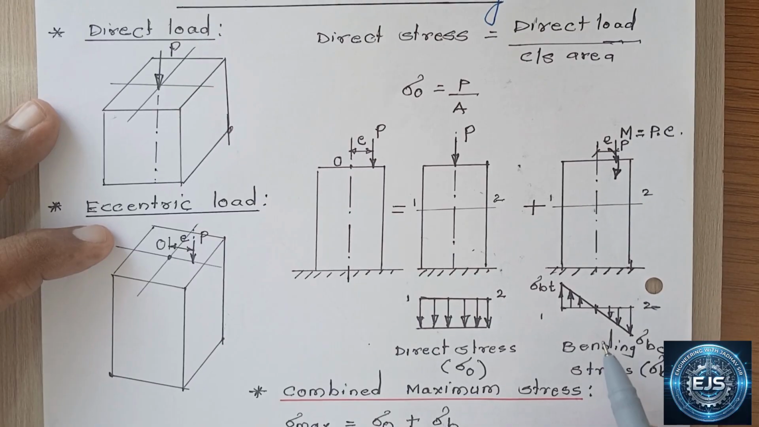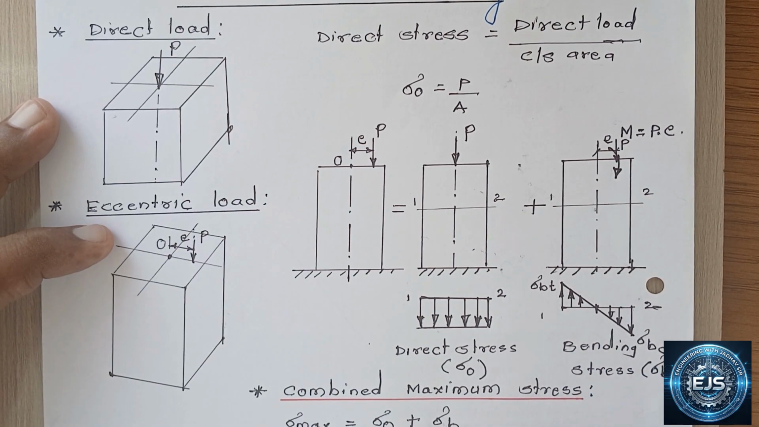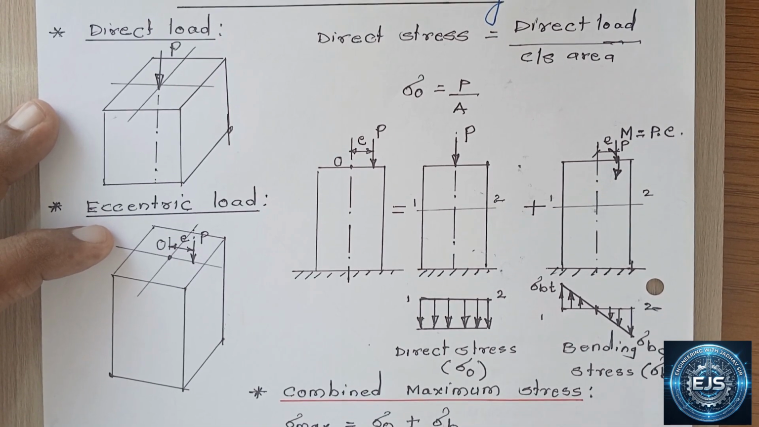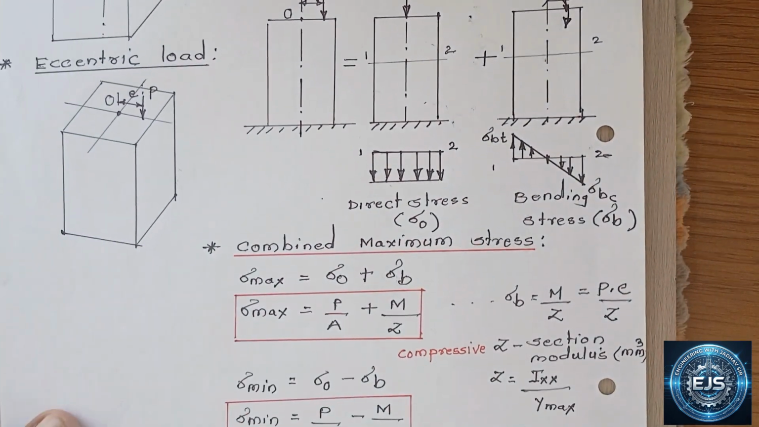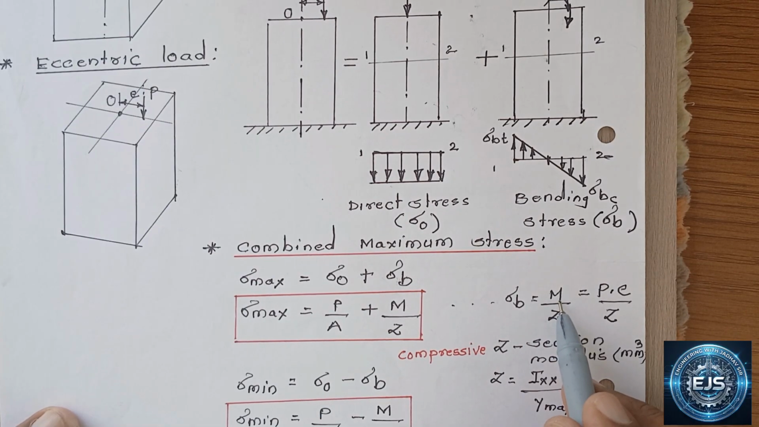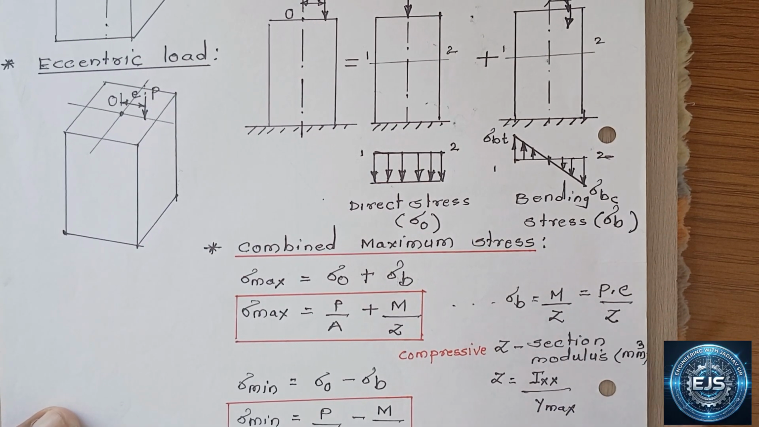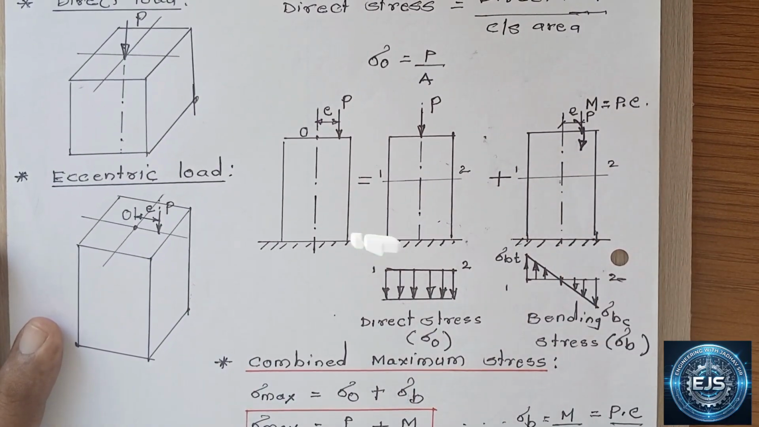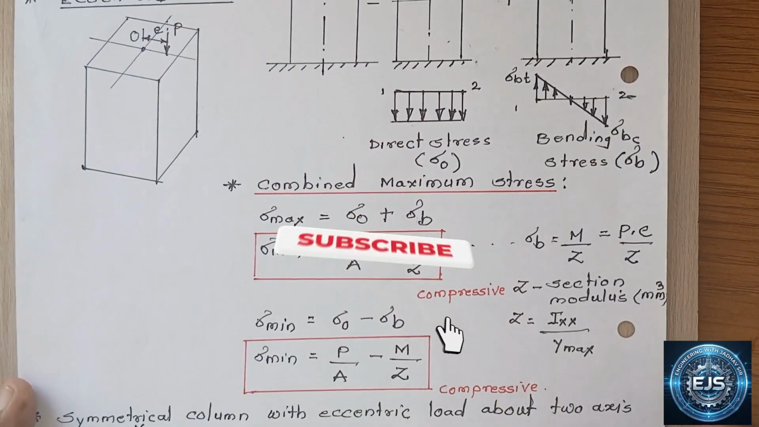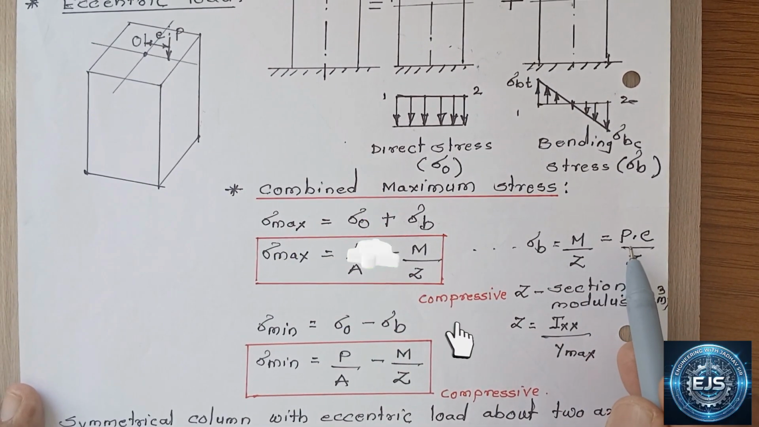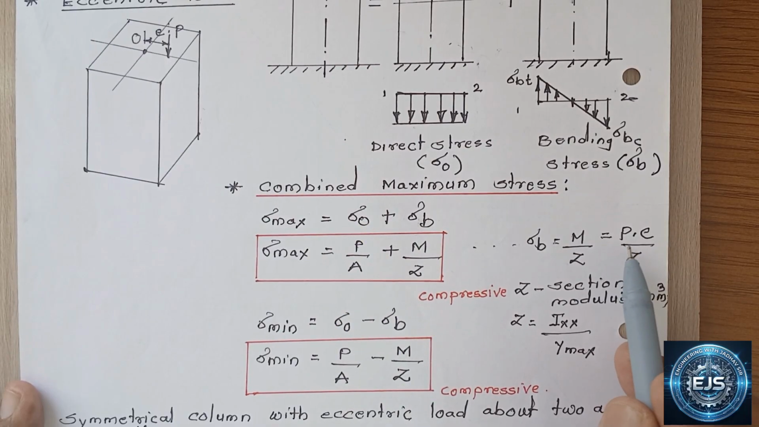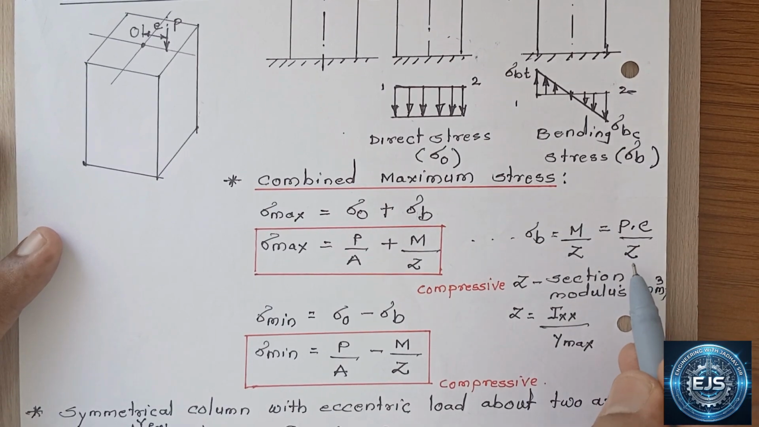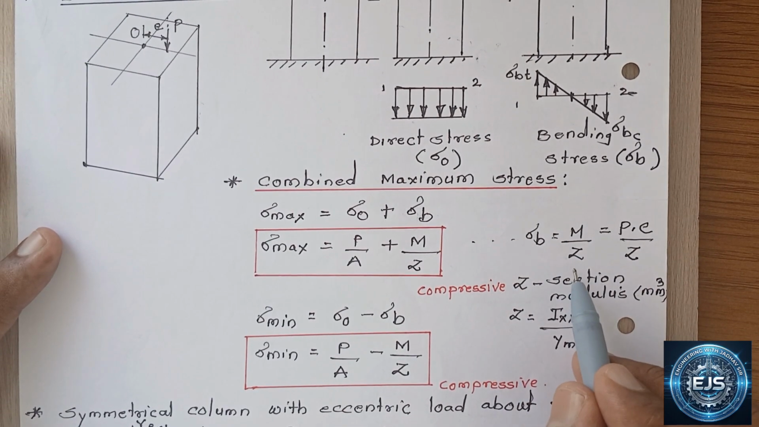Under the action of bending moment, we know bending stresses are developed in the column. The bending stress magnitude is given by M by Z, where M is the bending moment acting on the column. Here in this case, the bending moment is load into distance, that is P into e, divided by Z. Sigma B is equal to M divided by Z. M is the bending moment acting on the column about its axis, of magnitude P into e, divided by the section modulus of the cross-section of the column. So Z is the section modulus. So sigma B is equal to M upon Z.